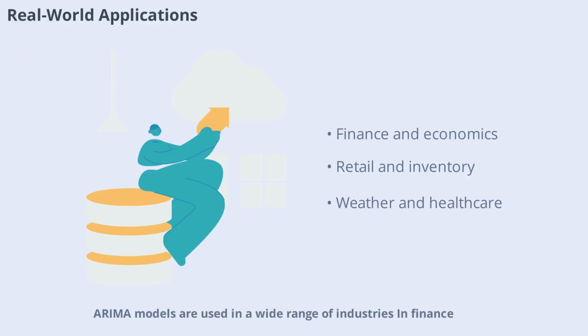ARIMA models are used in a wide range of industries. In finance, they forecast stock prices and economic indicators. Retailers use ARIMA to predict sales and inventory needs. Meteorologists apply ARIMA to weather data, while healthcare professionals use it for patient volume forecasting. The versatility of ARIMA makes it a valuable tool for any field dealing with time-dependent data.